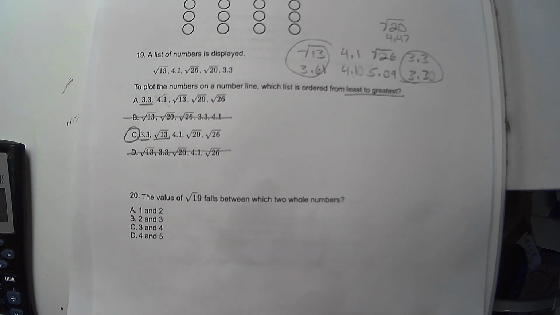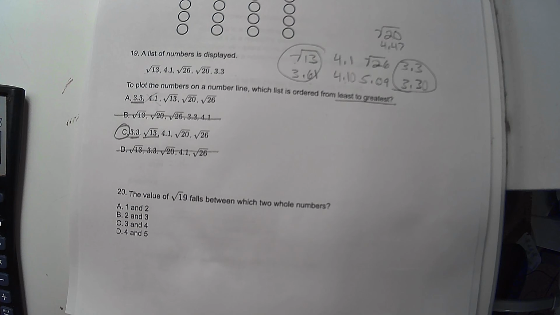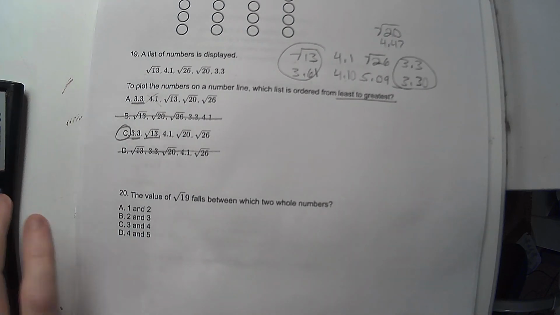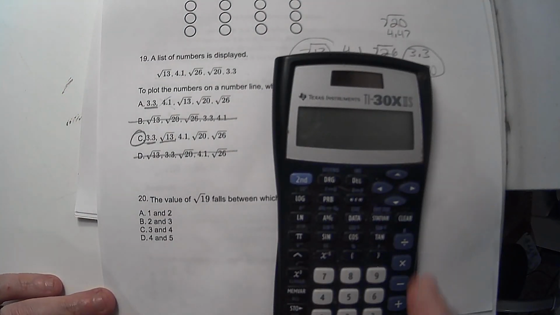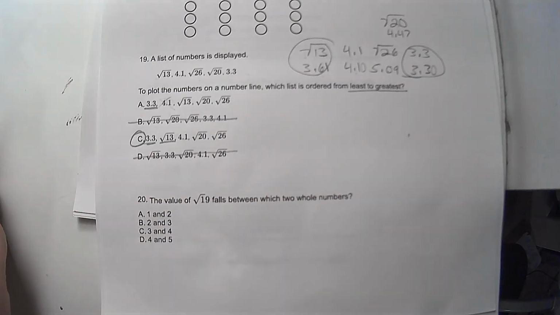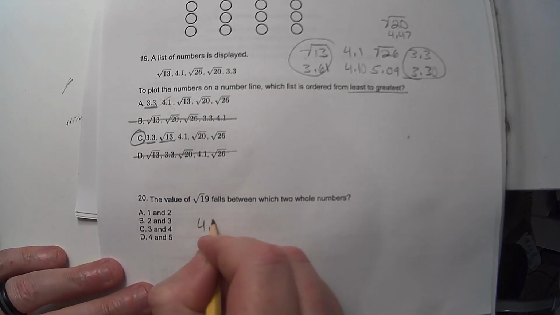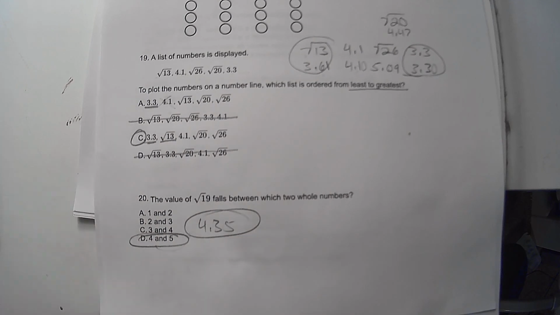Alright, last one, number 20. We got the value of the square root of 19 falls between which 2 whole numbers? 1 and 2, 2 and 3, 3 and 4, and 4 and 5. I think you know what I'm going to tell you to do already. Take that calculator, throw it up there. They let you use it, use it. So the square root of 19, enter. It's going to be 4.35. So over here, 4.35 is my answer. That's going to come in between 4 and 5. So that takes care of answer choice D.